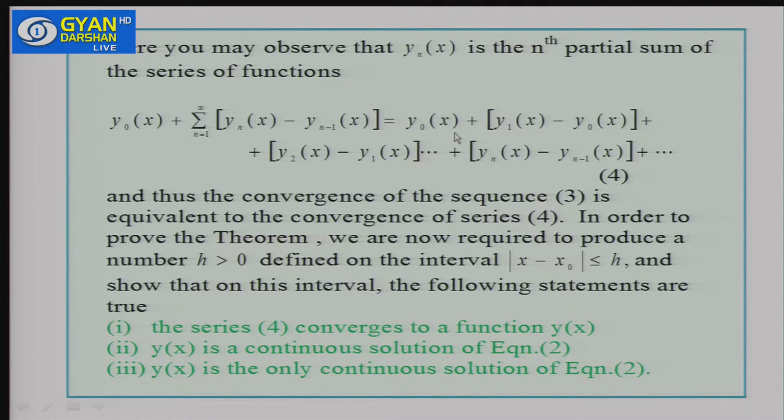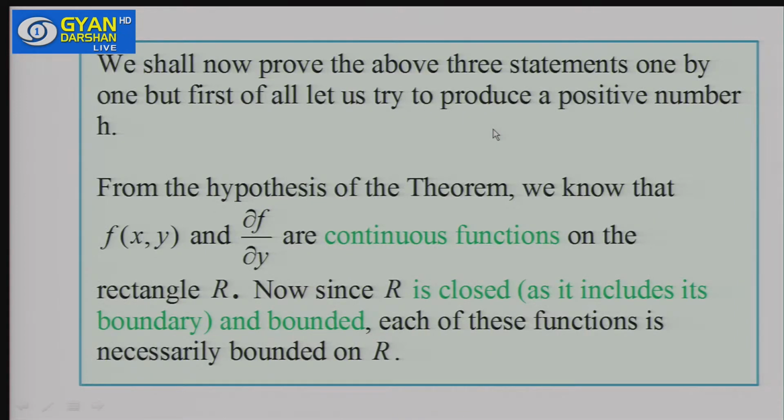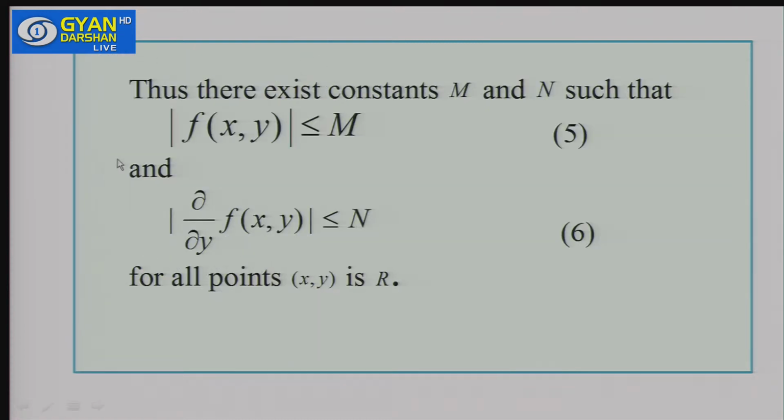Now we are going to show these terms are bounded by some constants. To show this, we use whatever we have in our hand. We already have that f and del f del y are continuous in a bounded domain. This rectangle domain R is closed and bounded, that is, it includes its boundary. If a function is continuous on a closed bounded domain, then automatically it becomes bounded. So this function f is bounded and del f del y is also bounded. We are going to use this to show the terms of the series are bounded.